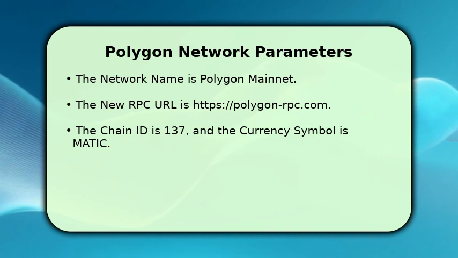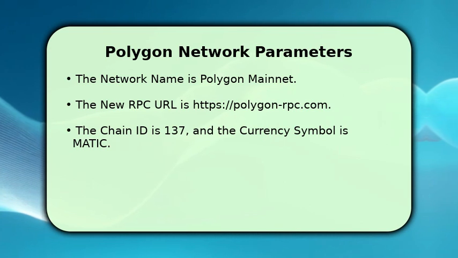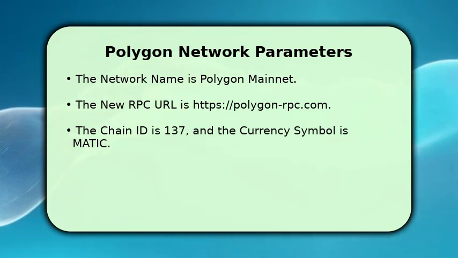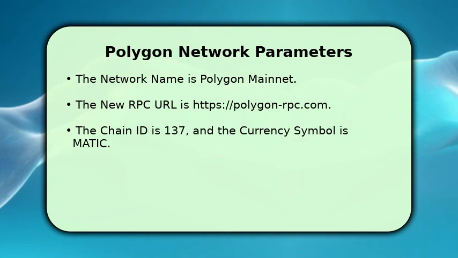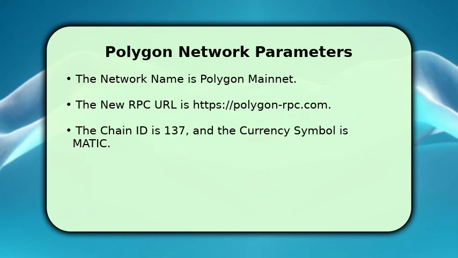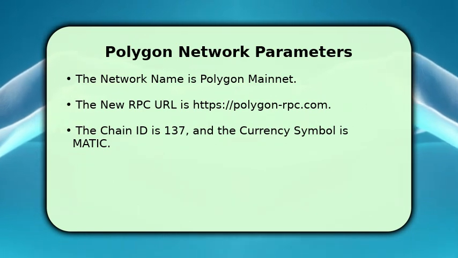For network name, type Polygon mainnet. The new RPC URL is https://polygonrpc.com. The chain ID is 137 and the currency symbol is MATIC. Finally, the block explorer URL is https://polygonscan.com. It's very important to double-check these entries for accuracy before proceeding to ensure a successful connection.